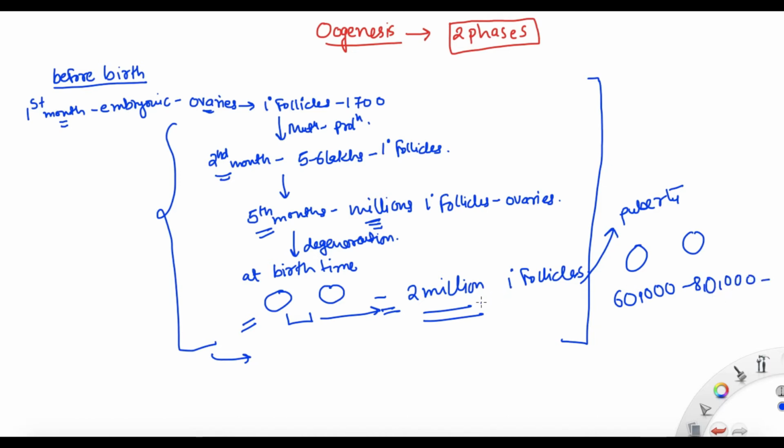Okay, so by the time of birth there were 2 million, but by the time of puberty in each ovary there will be 60 to 80,000 primary follicles left. From this, each month as ovulation happens, only one would be able to mature into a mature ovum, every month, and we will see how it happens. Now with this brief overview, let's see exactly how oogenesis happens step by step.